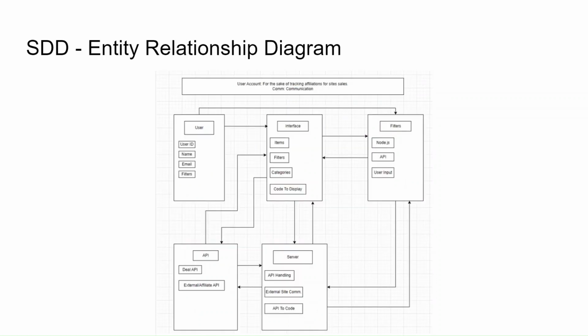Now we have our entity relationship diagram, which goes into more detail on every specific part of the site. So the user and the attributes they have assigned to them, such as user ID, name, email, and filters. Then how the user will go to the interface and the aspects of the interface that will interact with the user, and so on. So these are the 5 main features and aspects of the site, and their sub-aspects that will all be interacting with each other.